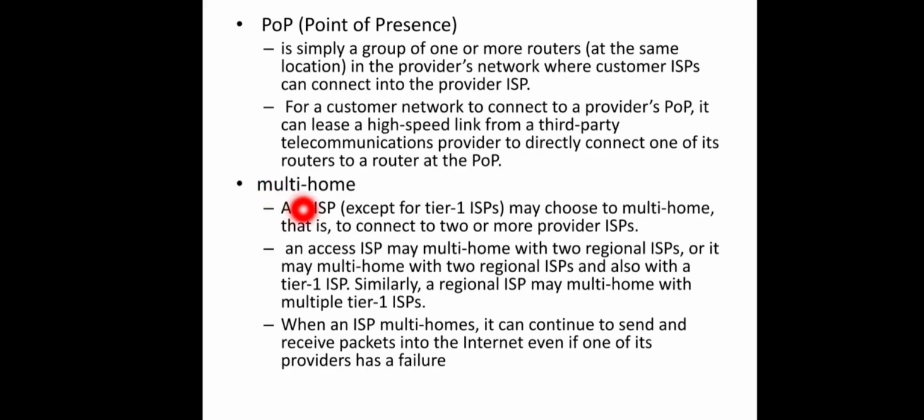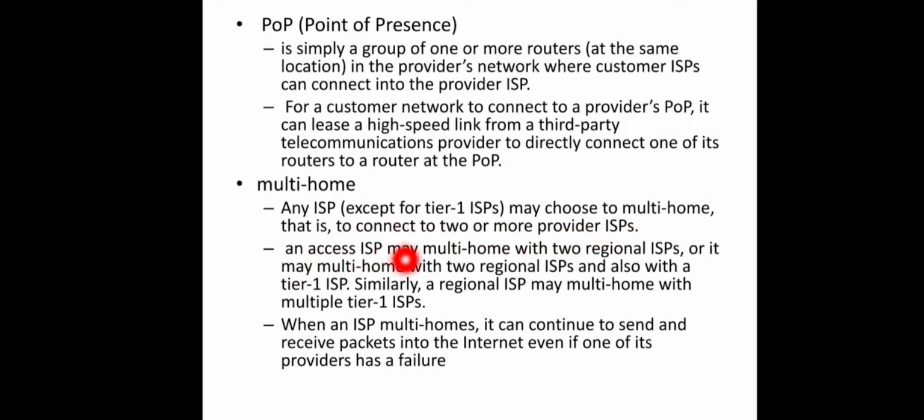And the next term is multi-homing. Multi-home, as the name suggests, means multiple homes. For the access ISP, it is a customer ISP, whereas the regional ISP is a provider. For the regional ISP, it acts as the customer ISP and the national ISP acts as the provider ISP. So any ISP, except for tier 1, the highest-most being the exception, may choose to multi-home. They may connect to 2 or more provider ISPs.